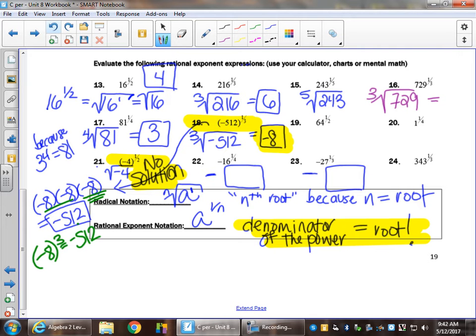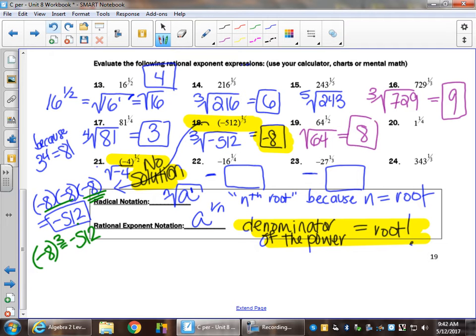As a class, what are we saying it is? 9. So how do I read this one out loud? How do I read number 19 out loud? Second root? Do we say second root? No. Square root of 64. Square root of 64 equals 8.